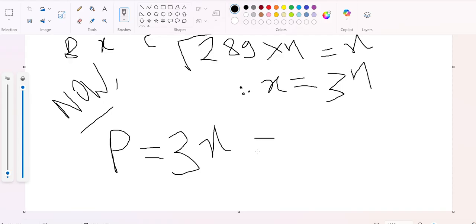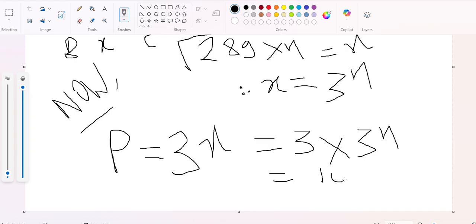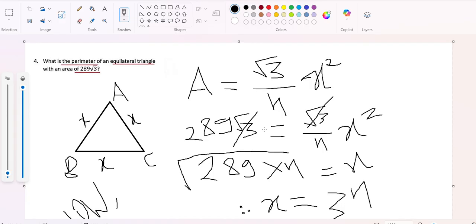So 3 multiplied by 34 would be how much? Just calculate yourself, and that would be your answer. So here it will be 102. 102 will be our perimeter of the equilateral triangle of this question.